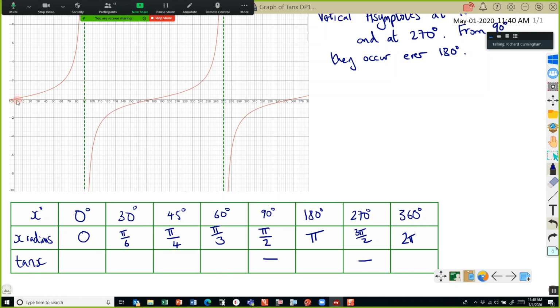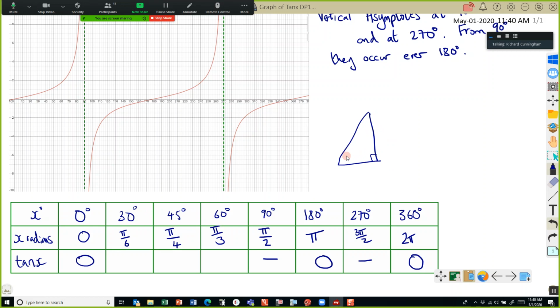What is tan of 0 degrees? Here's 0 degrees. Tan of 0 is 0. What is tan of 180 degrees? 0 as well. It's crossing at 0. What is tan of 360 degrees? 0. Right, and then these ones are our exact values in which we use our triangles.